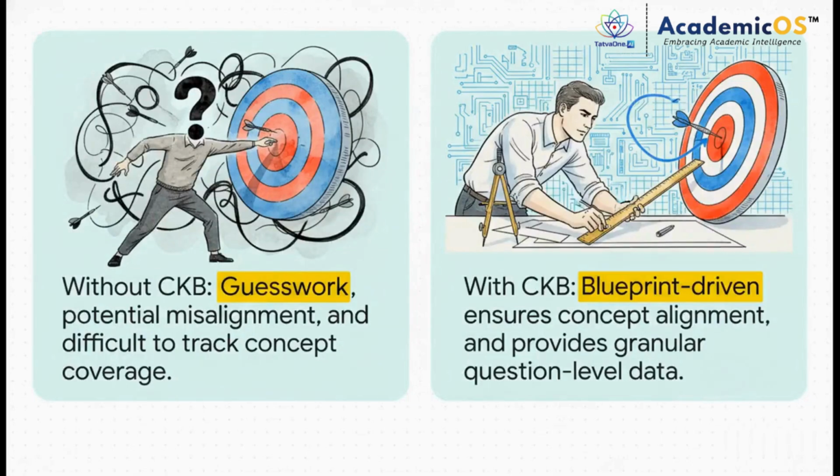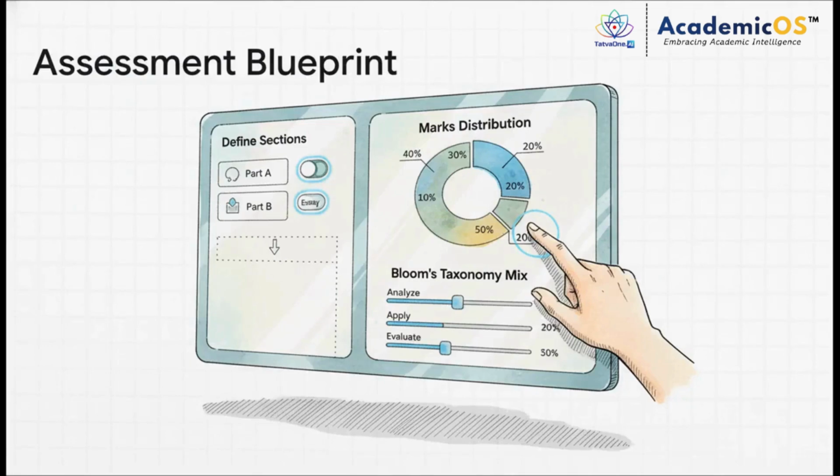So when it comes to testing students, this aligned approach creates this stark contrast. The old way often involves a lot of guesswork, and you're always running the risk of misalignment. But with a CKD, the whole process becomes blueprint-driven. It ensures every question has a purpose and gives you incredibly specific concept-level data. So what does that actually look like?